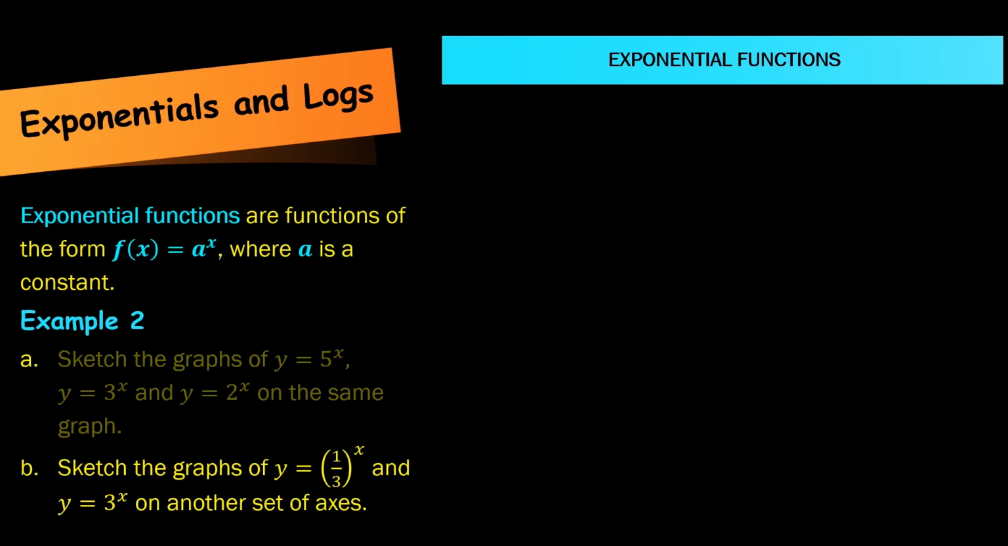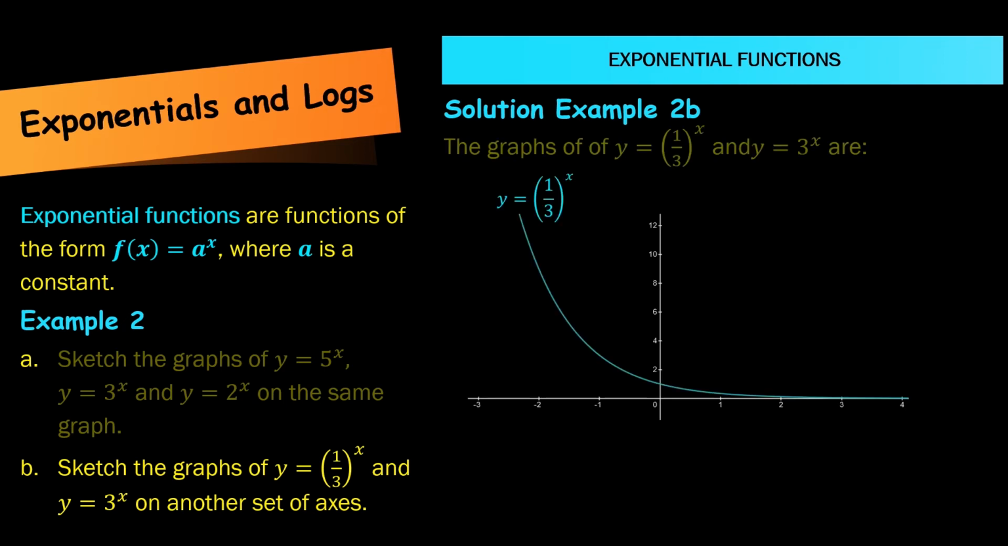Now let's have a go at part B. We are required to sketch the graphs of y equals 1 over 3 to the power x and y equals 3 to the power x on another set of axes. So let's solve this. Here's the graph of y equals 1 over 3 to the power x.